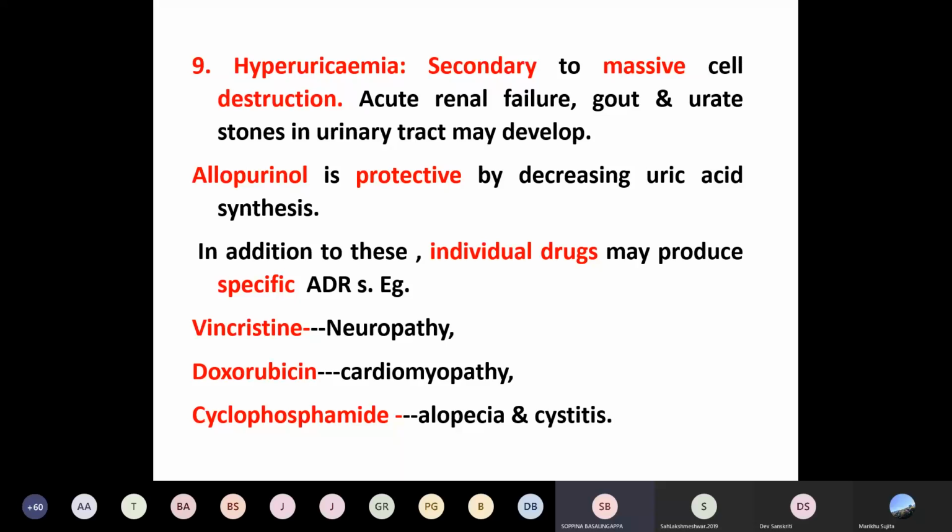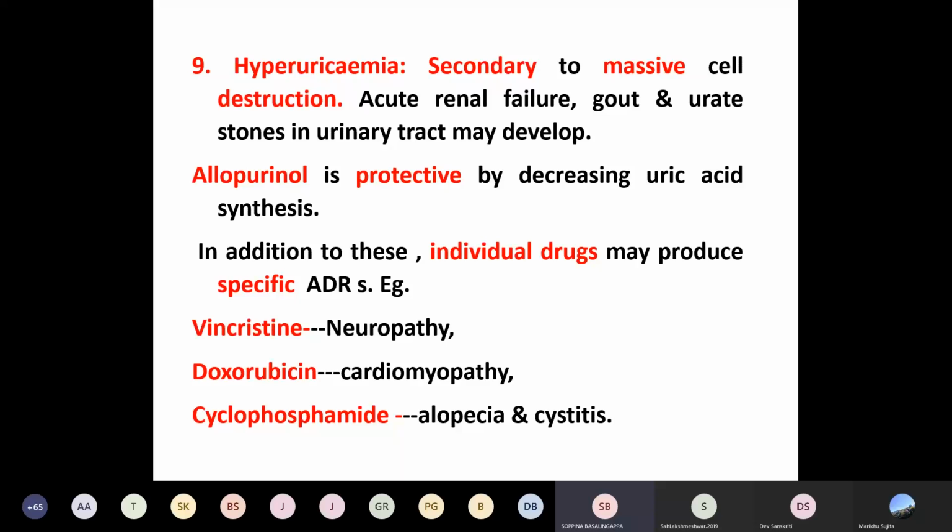Now to prevent this, we can give allopurinol. Allopurinol is protective by decreasing the uric acid synthesis. Now these are all the generalized toxicities. By and large, all these anti-cancer drugs produce these toxicities. However, in addition to these, there are certain individual drugs that may produce specific adverse drug reactions.